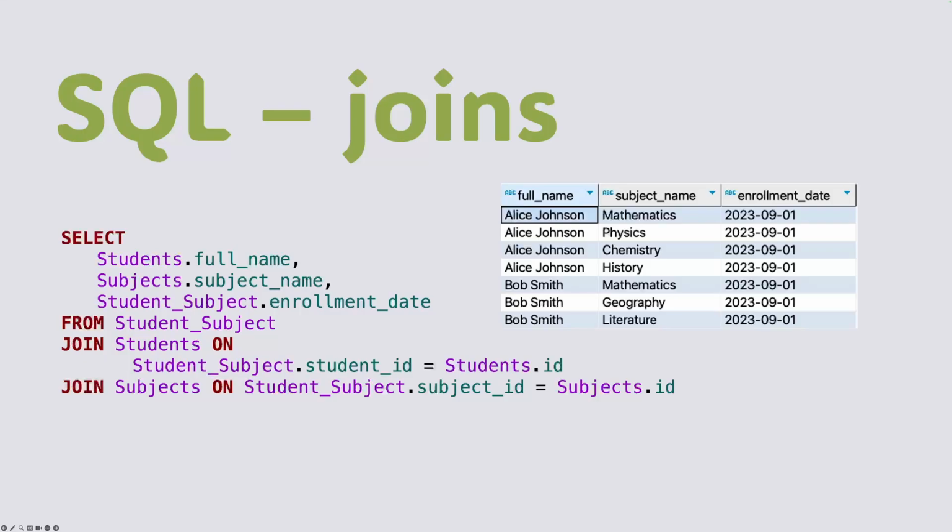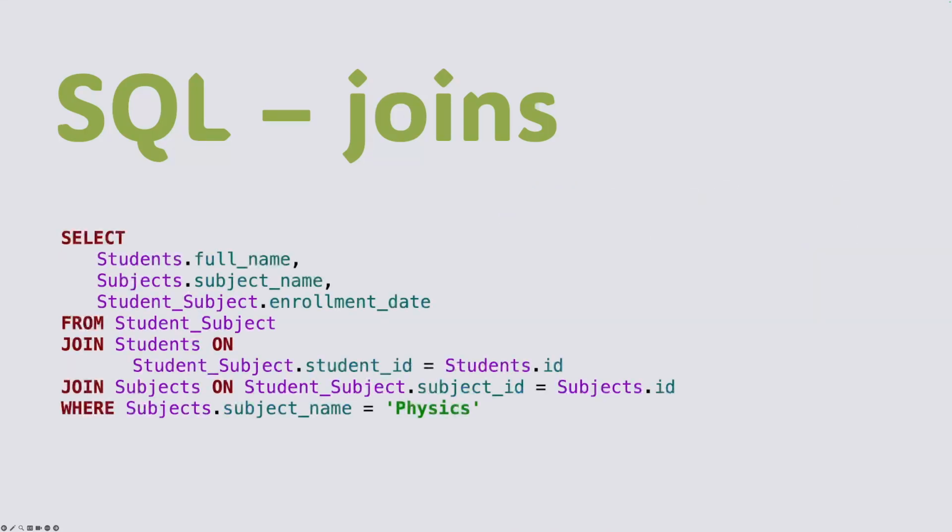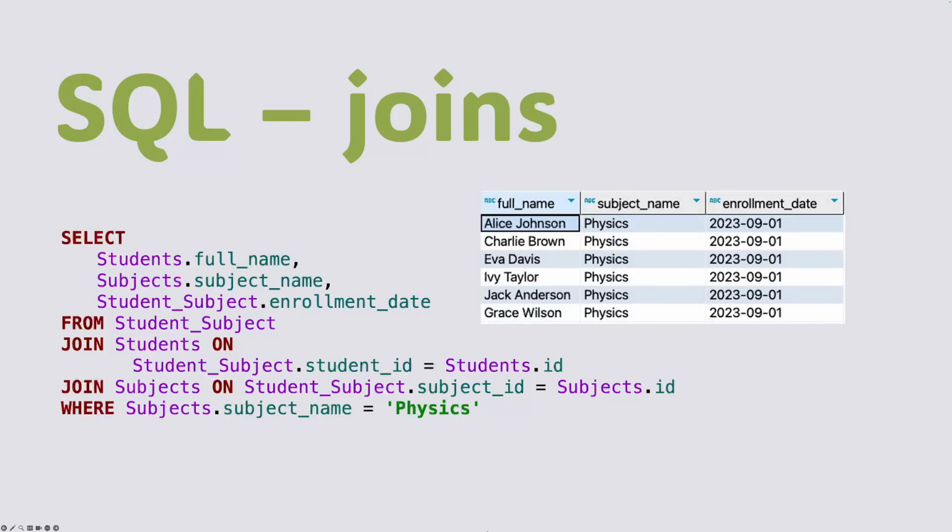Now we can modify this query so that we get something a little bit more advanced, and we can say, for example, that we only want items with the subject of physics. It's going to return us the same dataset, but only with the students that enrolled in physics together with the enrollment date.